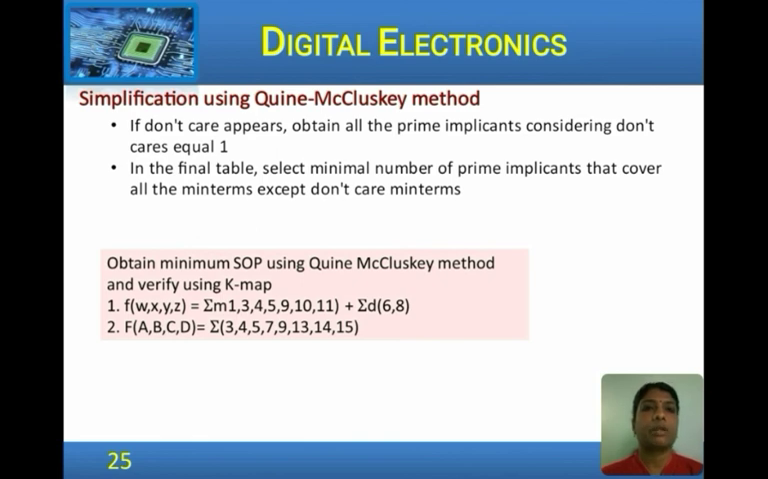So in this video we have seen methods for simplification of Boolean expressions. We have seen 2 standard methods. One is the graphical method that uses K-map, and the next is the tabulation method using Quine-McCluskey method.